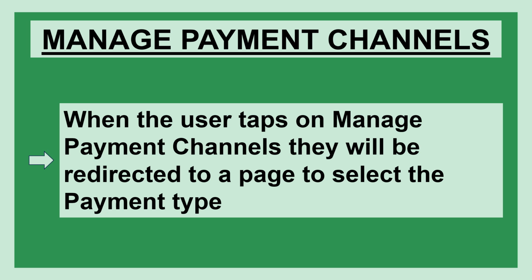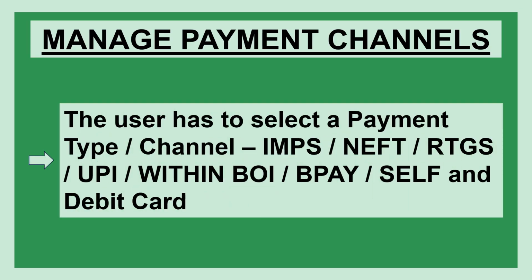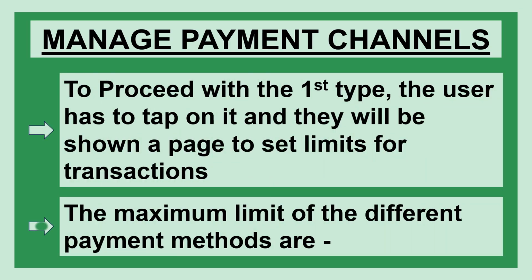Manage payment channels. When the user taps on manage payment channels, they will be redirected to a page to select the payment type. The user has to select a payment type channel: IMPS or NEFT or RTGS or UPI or within BOI, BPay or self and debit card. To proceed with the first type, the user has to tap on it and they will be shown a page to set limits for transactions.